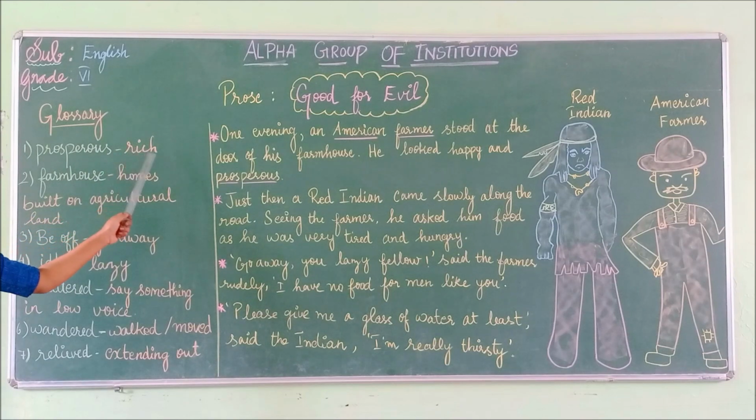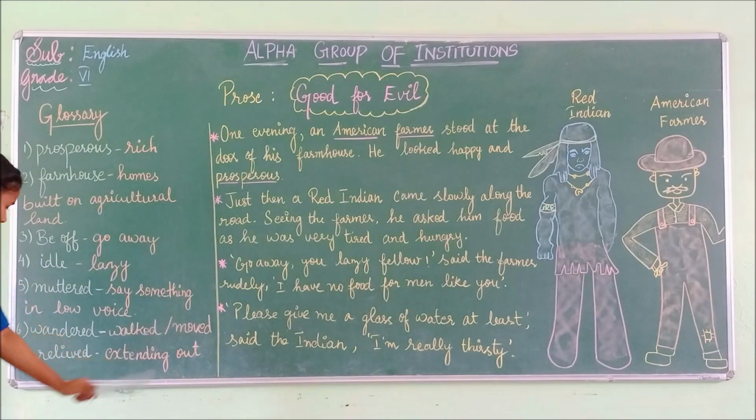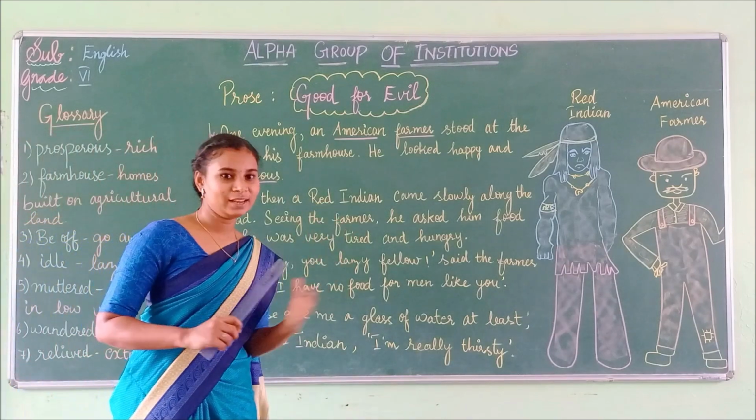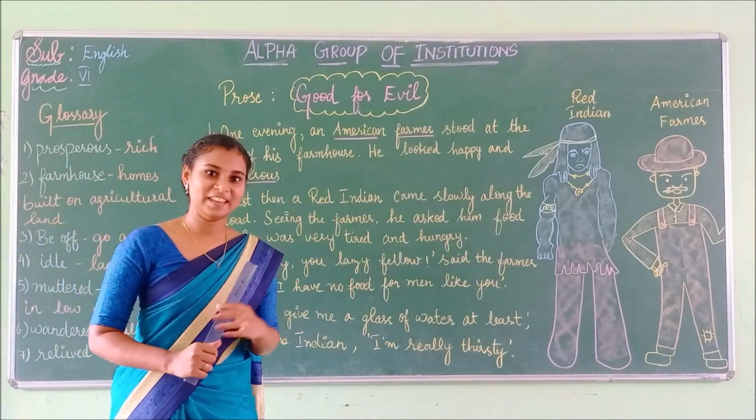So we shall see it again. Prosperous, which means rich. Farmhouse, homes built on agricultural land. Be off, go away. Idle, lazy. Mutter, say something in a low voice. Wonder, what or move. Relieve, extending out. So we have seen the hard words. Okay, now let's get into the lesson. It will be very interesting.